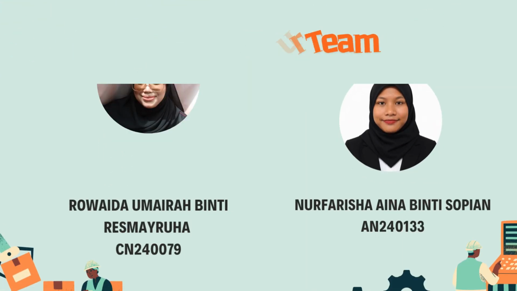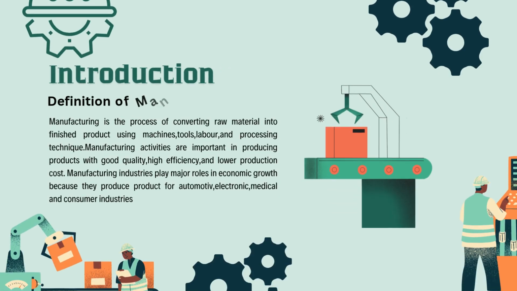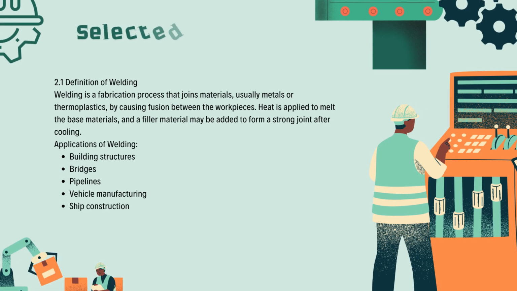Let's begin. Manufacturing is the process of converting raw materials into finished products using machines, tools, labor, and different manufacturing techniques. It is an essential part of modern industry because it improves product quality, increases production efficiency, and reduces manufacturing costs. Manufacturing plays a major role in industries such as automotive, electronics, medical equipment, construction, and consumer products.